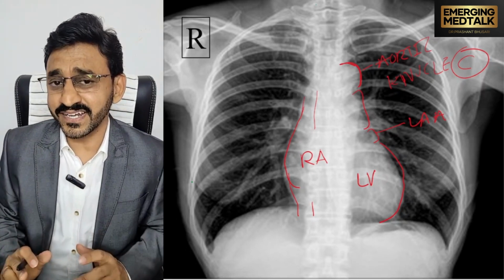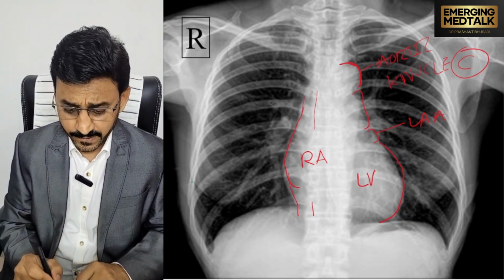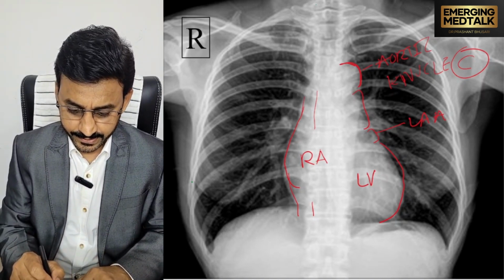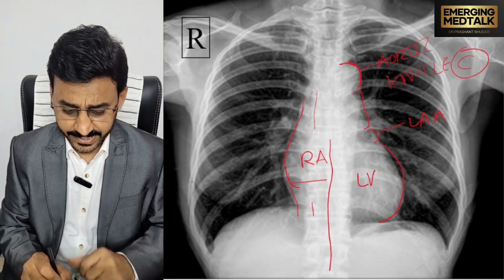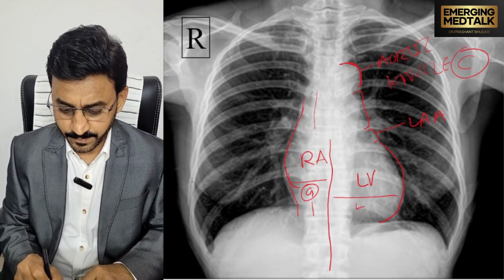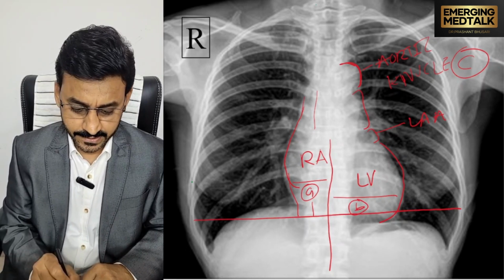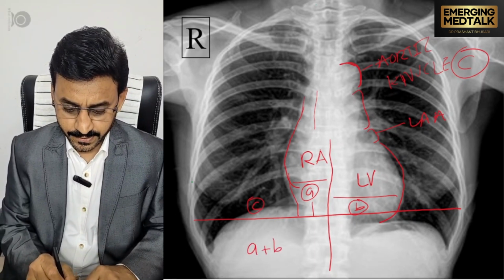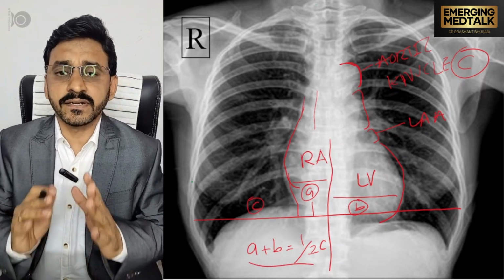Now, what is important is the cardiothoracic ratio. That determines the size of the heart. When we draw a vertical line along the spinous process, the maximum diameter on the right side is A, the maximum diameter on the left side is B, and the maximum transverse diameter of the thorax is C. Then you know A plus B is always half that of C. So half the diameter of the thorax.